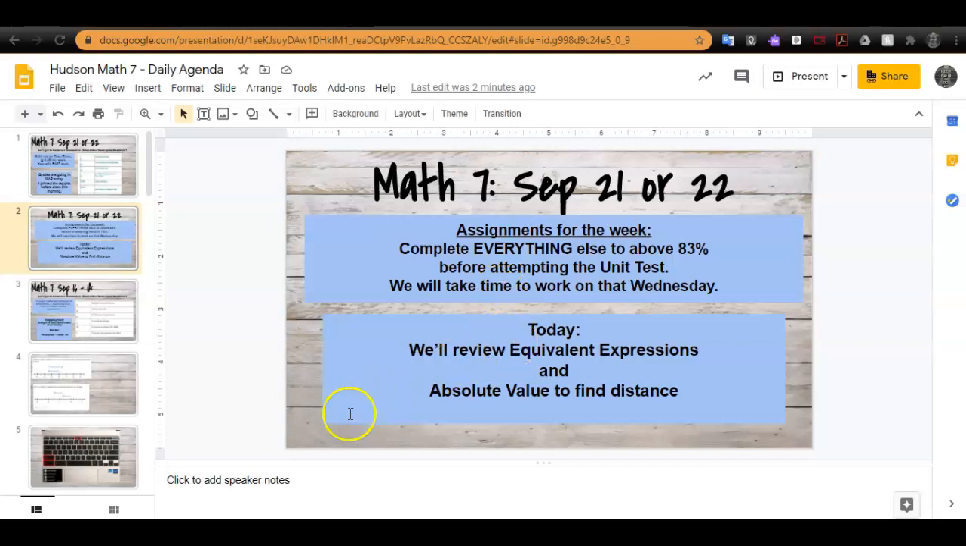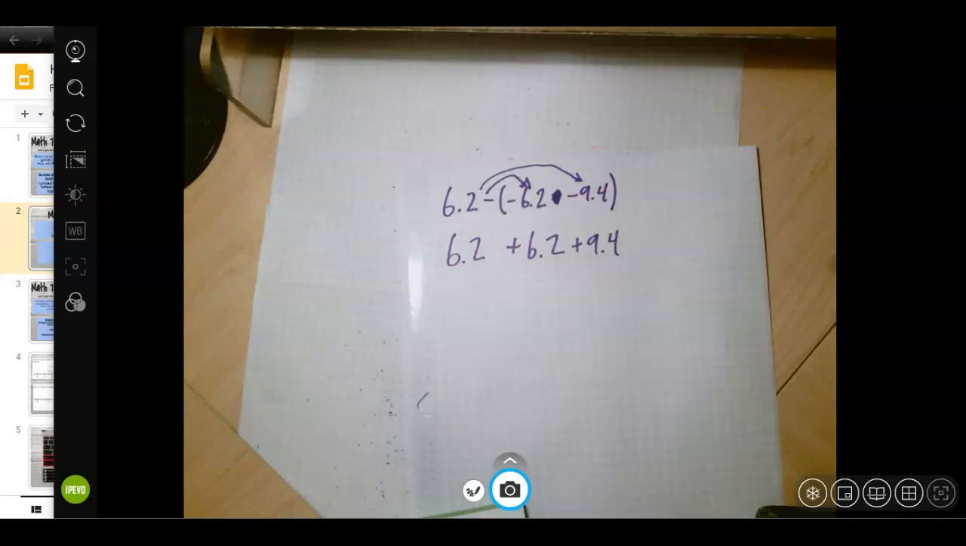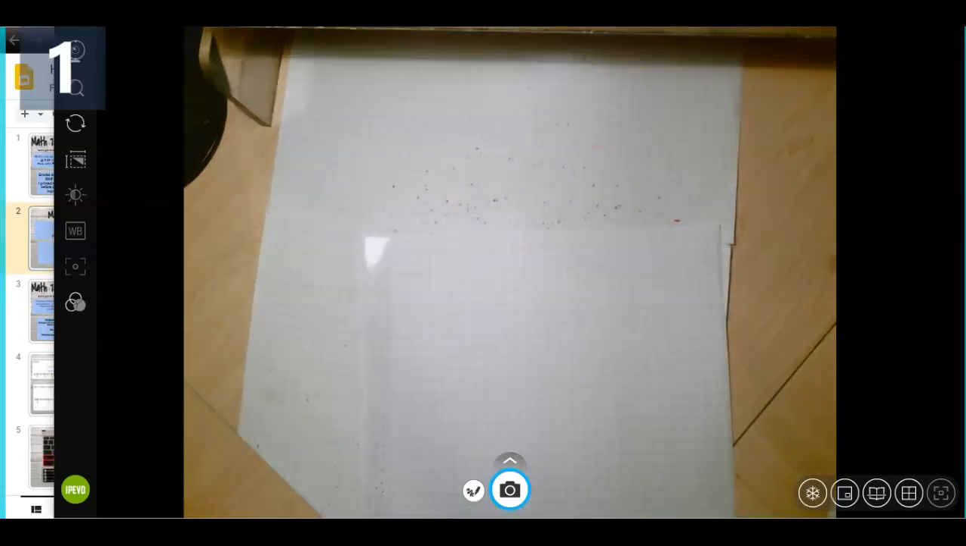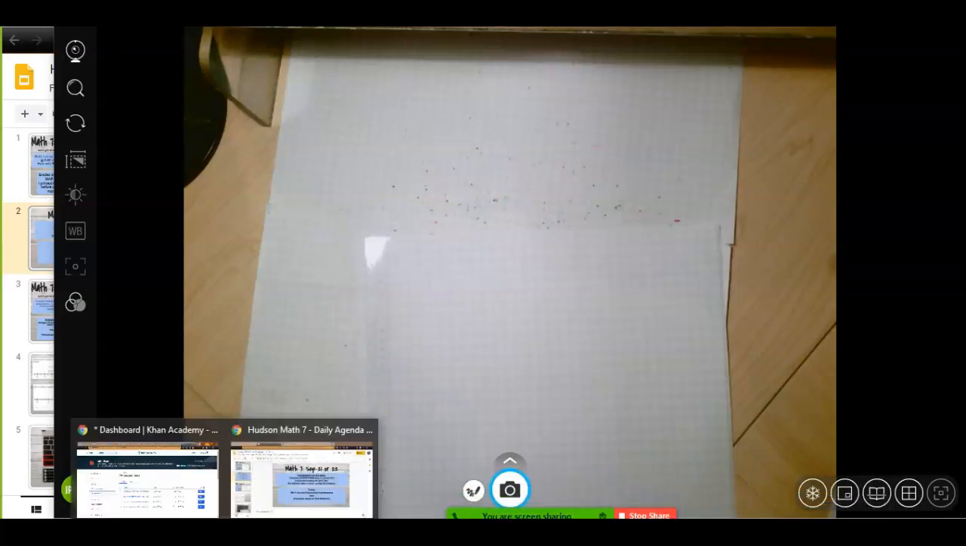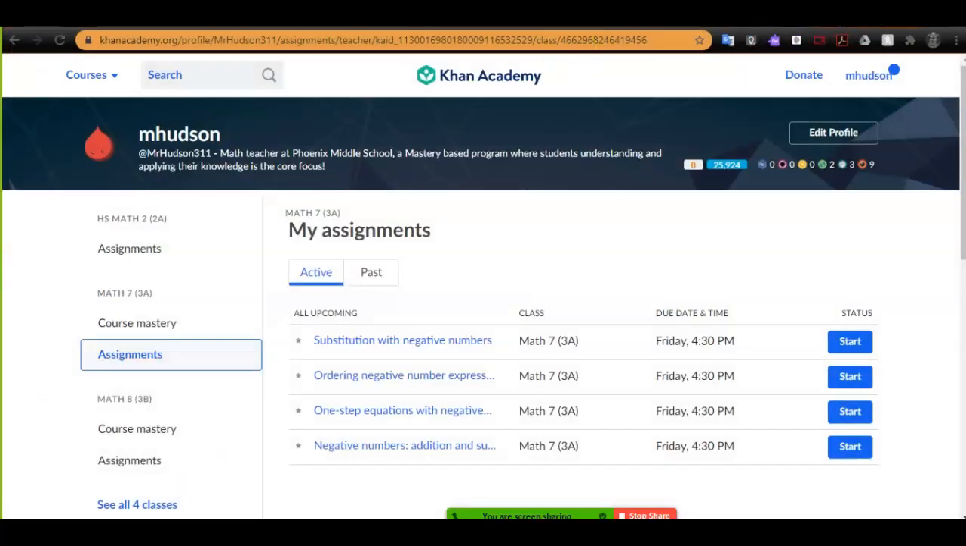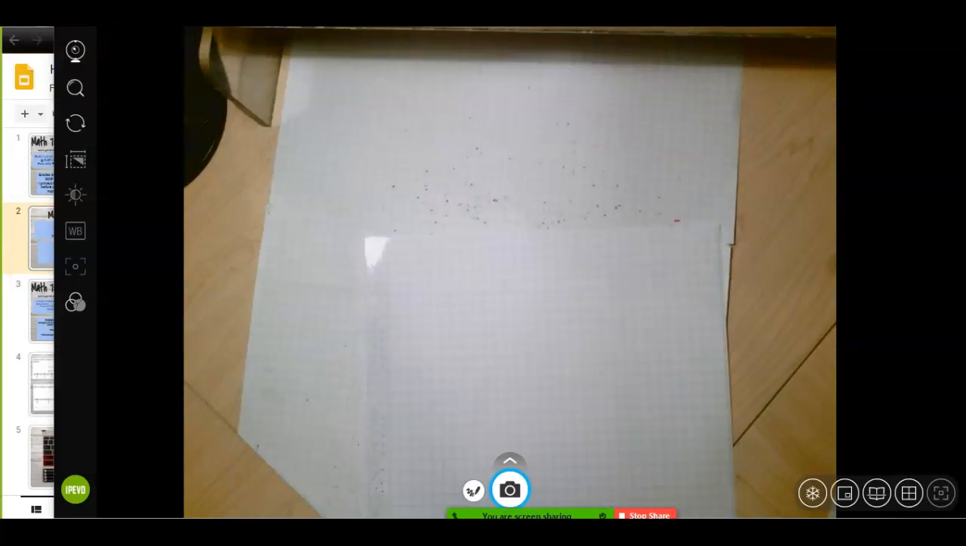All right, so we are ready to roll on our Khan Academy work with equivalent expressions and absolute value to find distance. Let's share my screen and get going. Now, I think I accidentally dragged too many windows down here. I want this back up on my other screen. So guys, I'm going to rank these problems essentially by order of importance, by how many we missed.